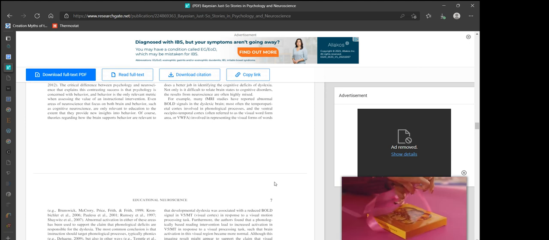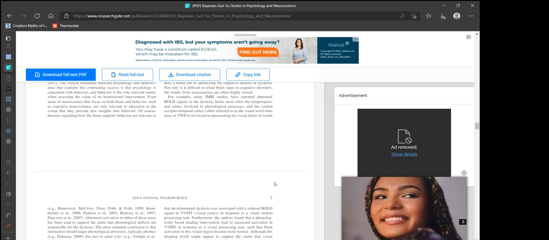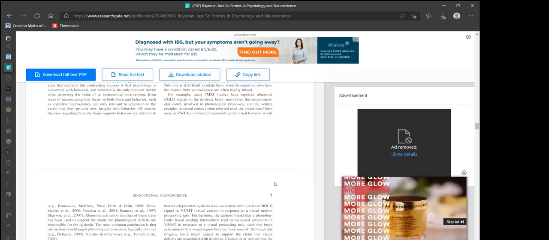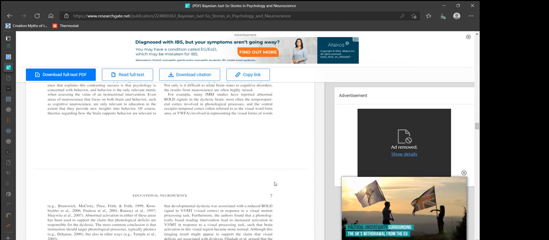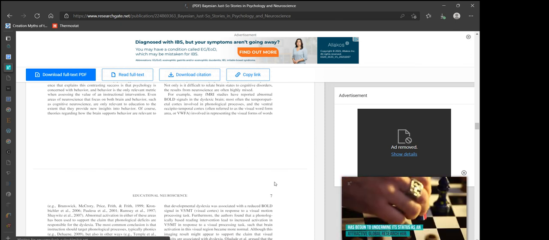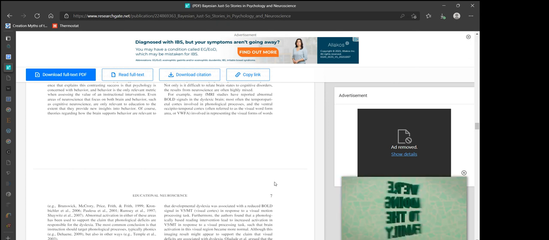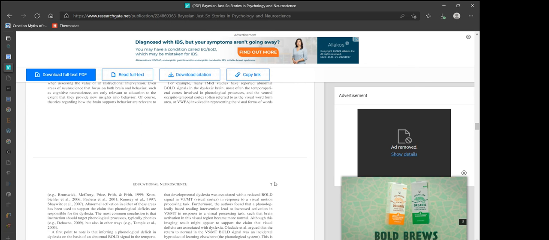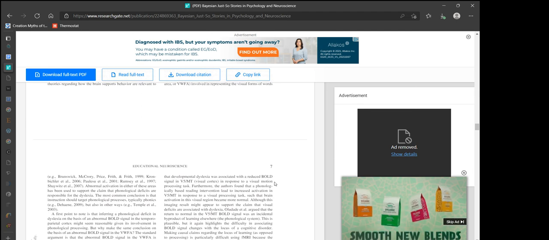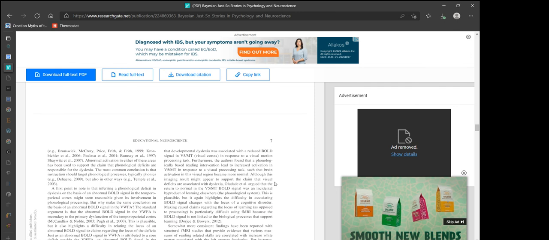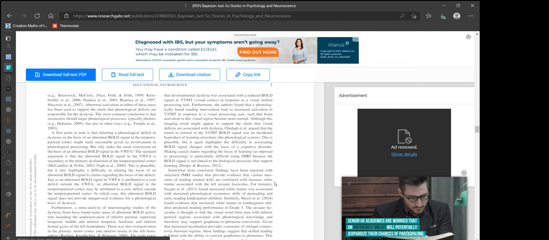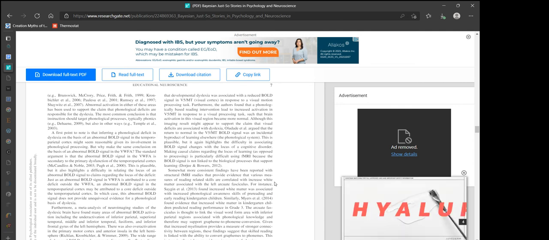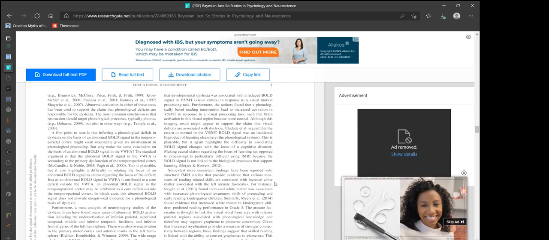For example, many fMRI studies have reported abnormal BOLD signals in the dyslexic brain, most often the temporoparietal cortex involved in phonological processes, and the ventral occipital temporal cortex, often referred to as the visual word form area, or VWFA, involved in representing the visual forms of words. Abnormal activation in either of these areas has been used to support the claim that phonological deficits are responsible for dyslexia. The most common conclusion is that instruction should target phonological processes, typically phonics, but also in other ways.